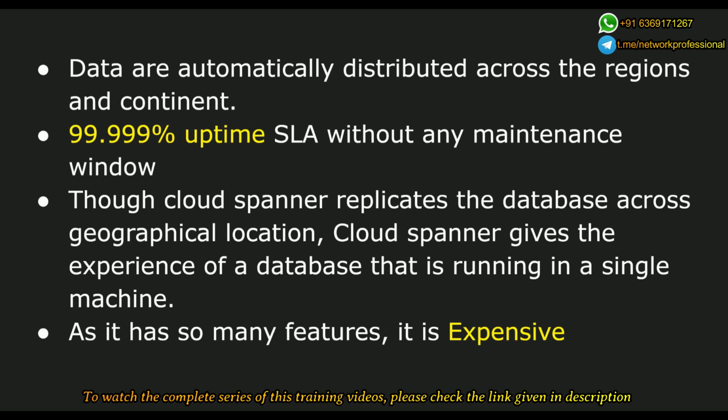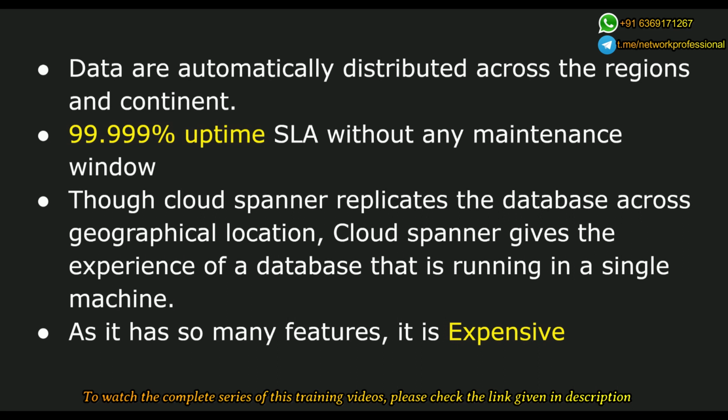With that, Google is offering you zero scheduled downtime. There is no maintenance window for this particular service. Your service will never go down. And though Cloud Spanner replicates the database across geographical locations, it gives the experience of a database that is running on a single machine.